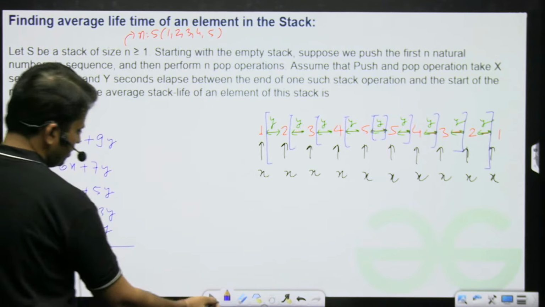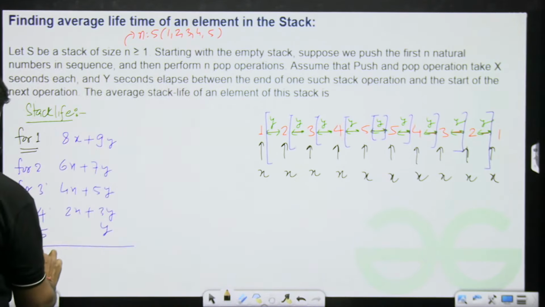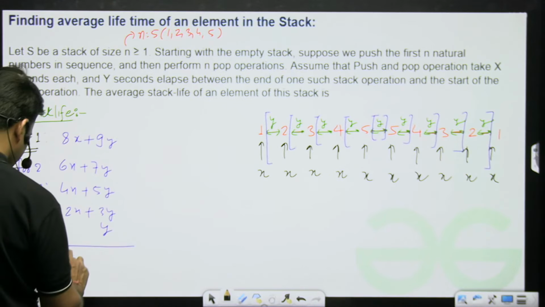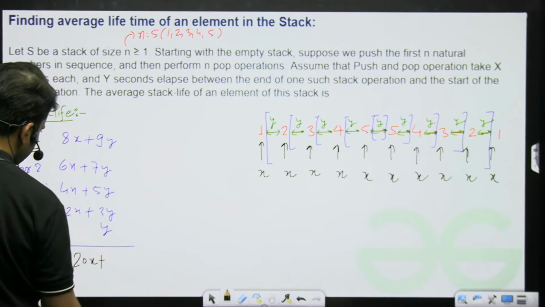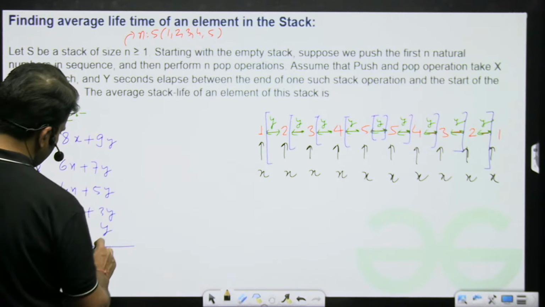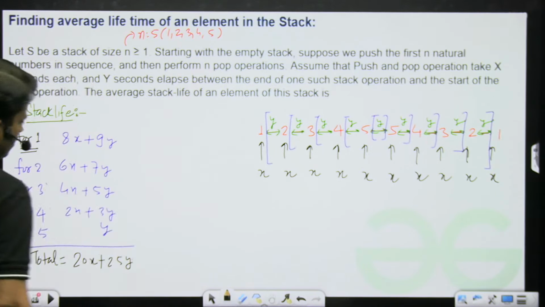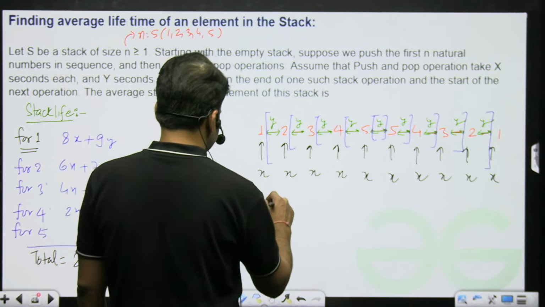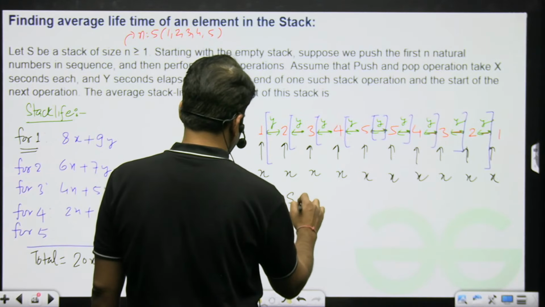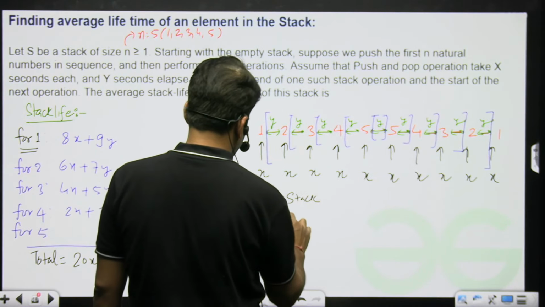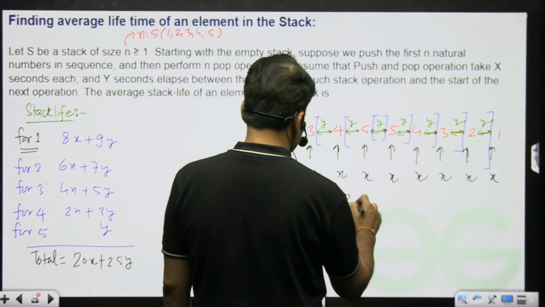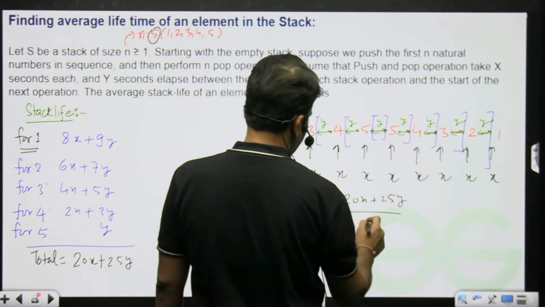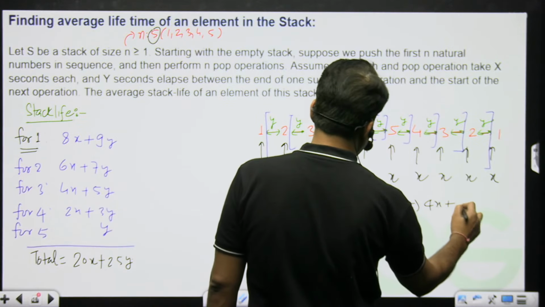If you sum this, then you will get the total time. Total equals 8, 6, 14 and 14, 18, 20x, plus this one was 16 plus 5, 21, 22, 25y. So average stack life equals total divided by the total number of elements. I assume 5. So you will get 4x plus 5y.